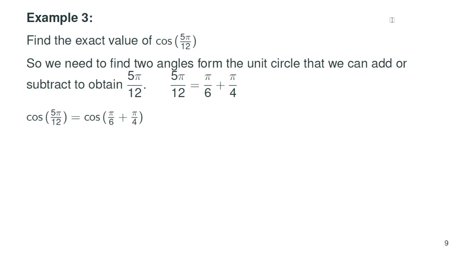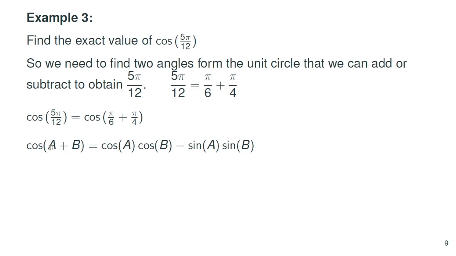So, since 5 pi over 12 is the same thing as pi over 6 plus pi over 4, we can write evaluating cosine 5 pi over 12 as cosine of pi over 6 plus pi over 4. Now, pi over 6 and pi over 4, both of them are on the unit circle, so we can use this cosine sum and difference formula.